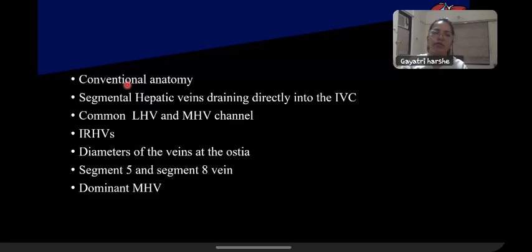So what we saw is the conventional anatomy, then segmental hepatic veins draining directly into the IVC, common left hepatic vein and MHV channel, then the inferior hepatic vein, diameters of the vein at the ostia, and segment 5 and segment 8 veins, and the dominant MHV.